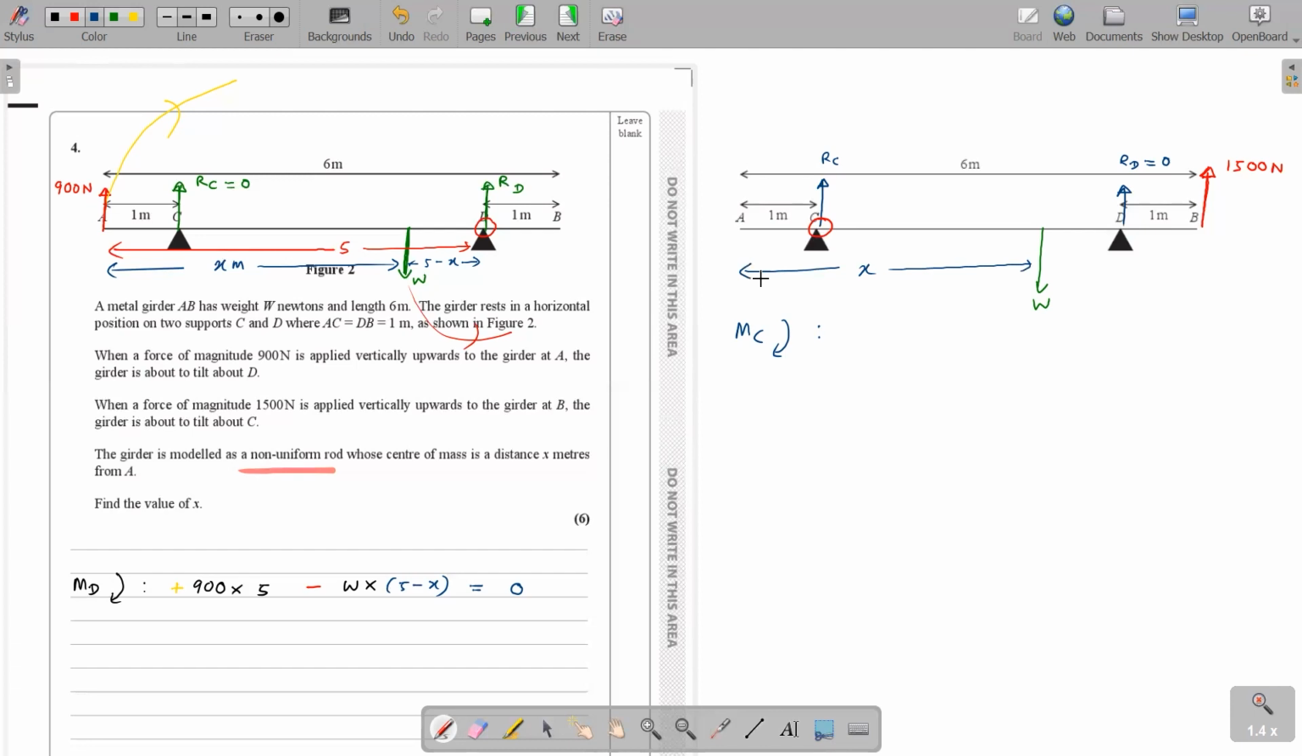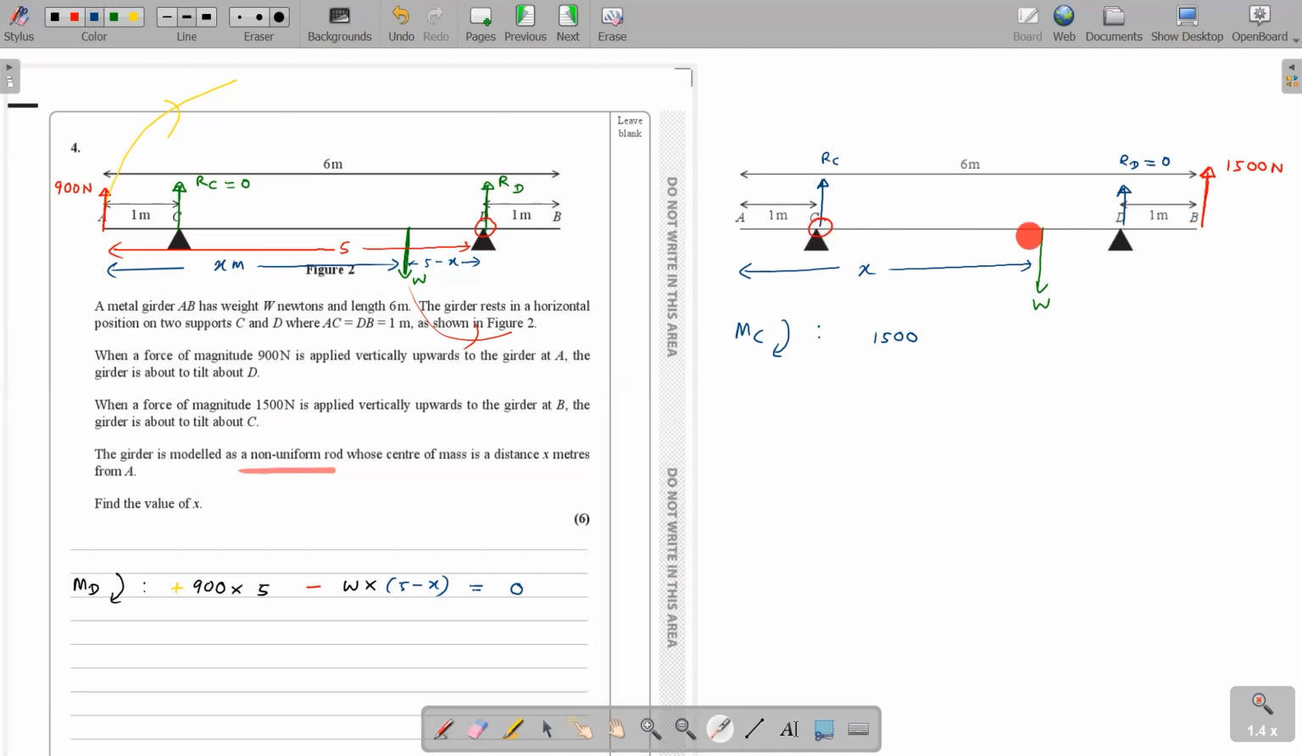This was marked x meters. And what else did we have? Okay, we are supposed to take moments around C. So we'll start with 1500. 1500 newtons into how much of a distance do we have from C to the point B? Because 1500 is applied at B, and I have to find the perpendicular distance to C.